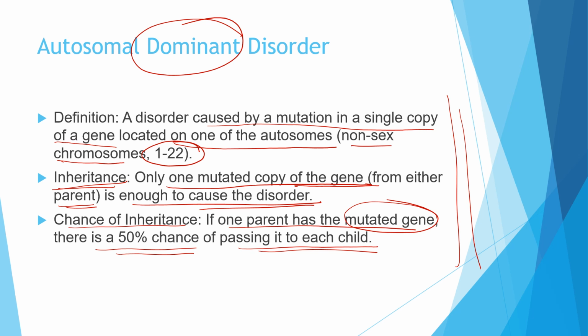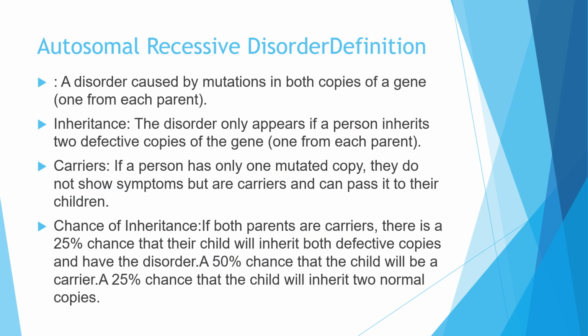Now next comes autosomal recessive disorder. So here comes the autosomal recessive disorder definition. It is a disorder caused by the mutation in both copies of a gene, one from each parent. So if both the copies do not have this gene mutation, it will not be expressed in the next generation. So a disorder caused by mutations in both the copies of a gene.